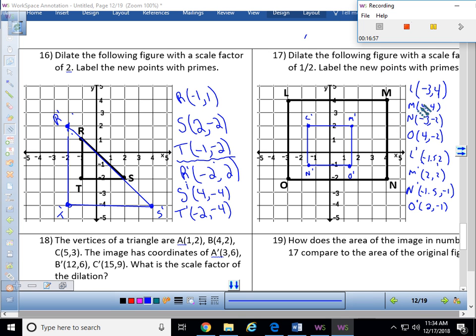Alright, again, all I did was just copy down the coordinates of the preimage here, L, M, N, O, and then I multiplied by a half, and when you multiply by a half, you just simply divide everything by 2. So I divided everything by 2, and I actually shrunk my shape here, and it looks like this blue one here. So that's what we'd be looking at with number 17. Notice, guys, I labeled my new points with primes. Don't forget to do that.